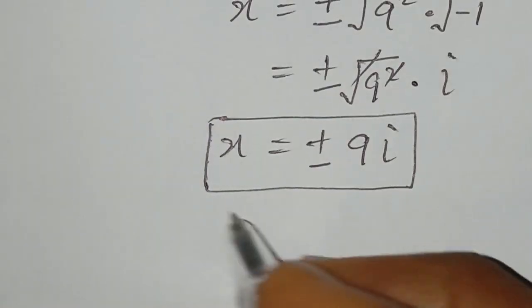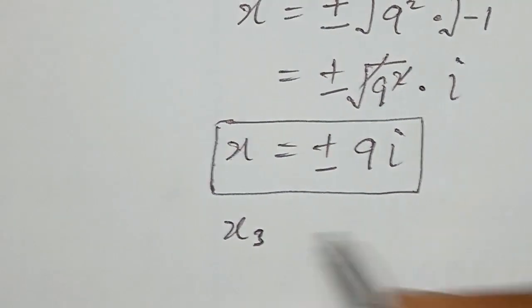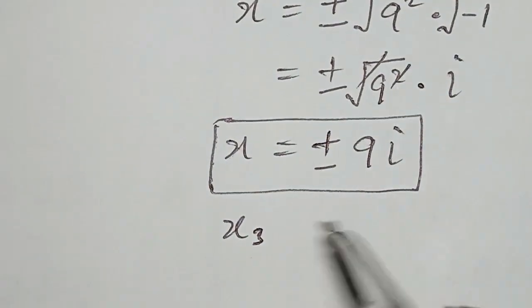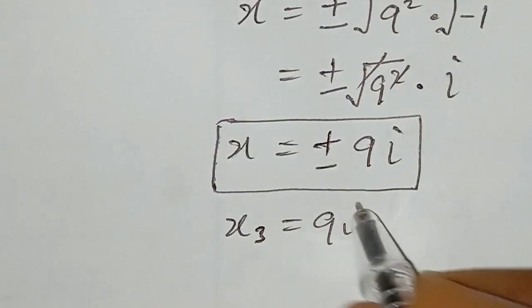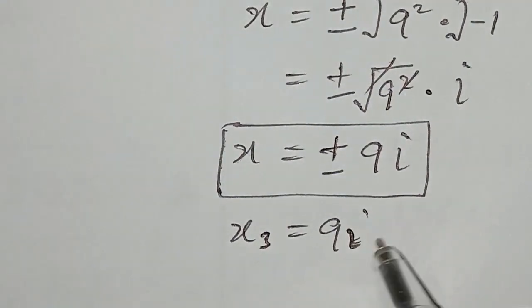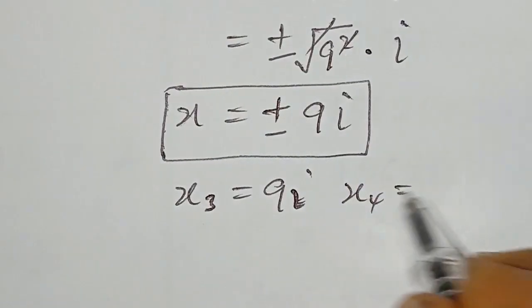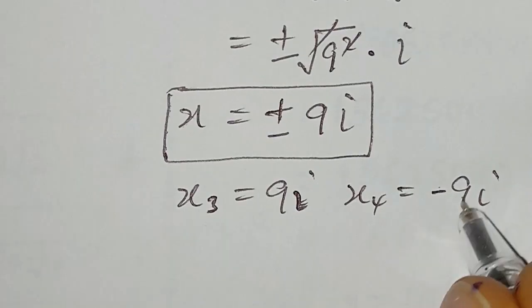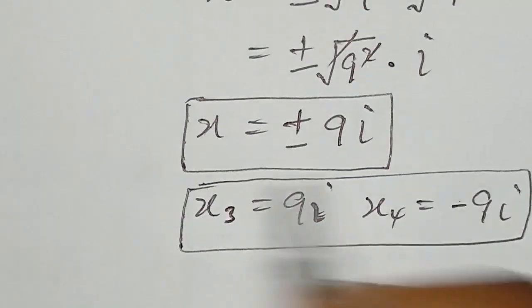So this implies that x3 will be the next value that we compute from this, and that will be equal to 9i. Then the next value will now be x4, which is equal to minus 9i. So these are the other values of x.